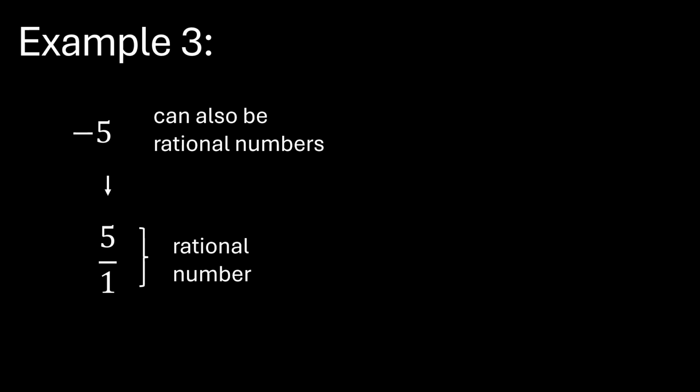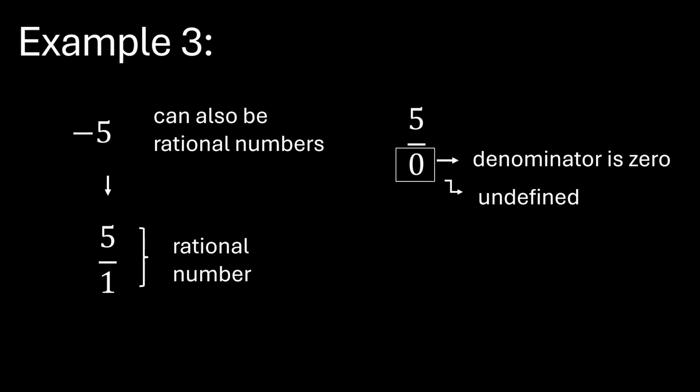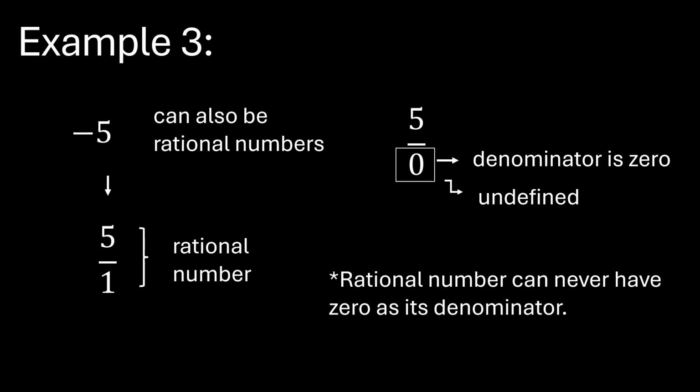Now here's something that is not a rational number. Look at this fraction, 5 over 0. Can this be a rational number? No. Why? Because the denominator is 0. Remember, division by 0 is undefined. That's why a rational number can never have 0 as its denominator.